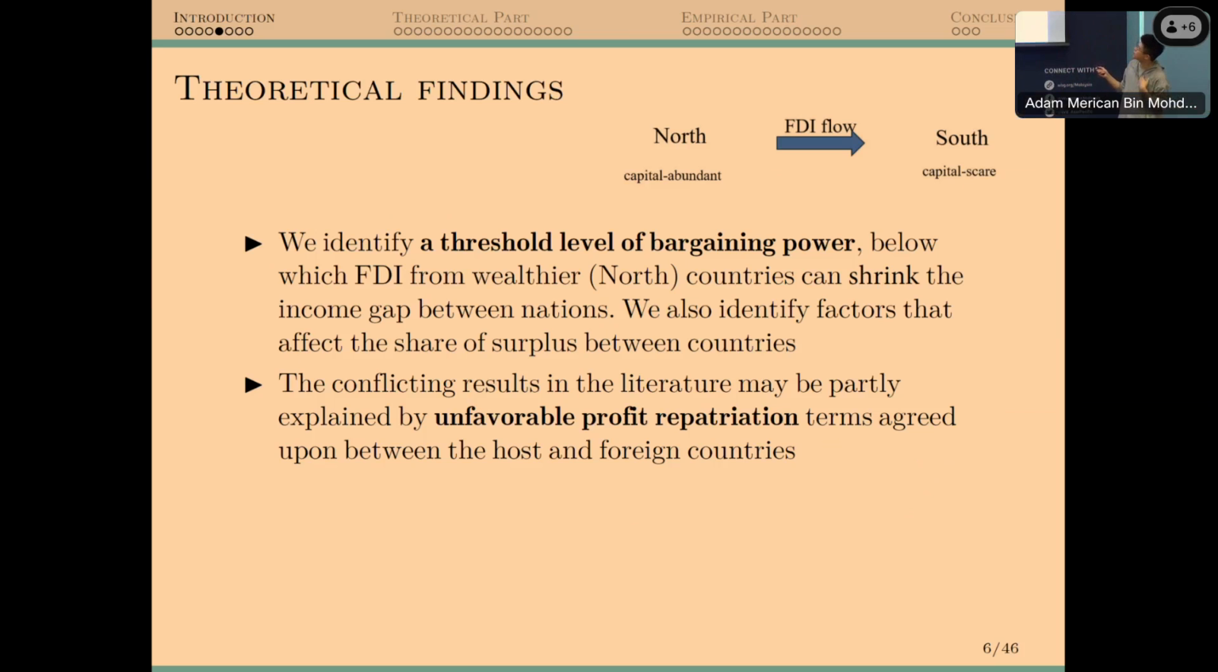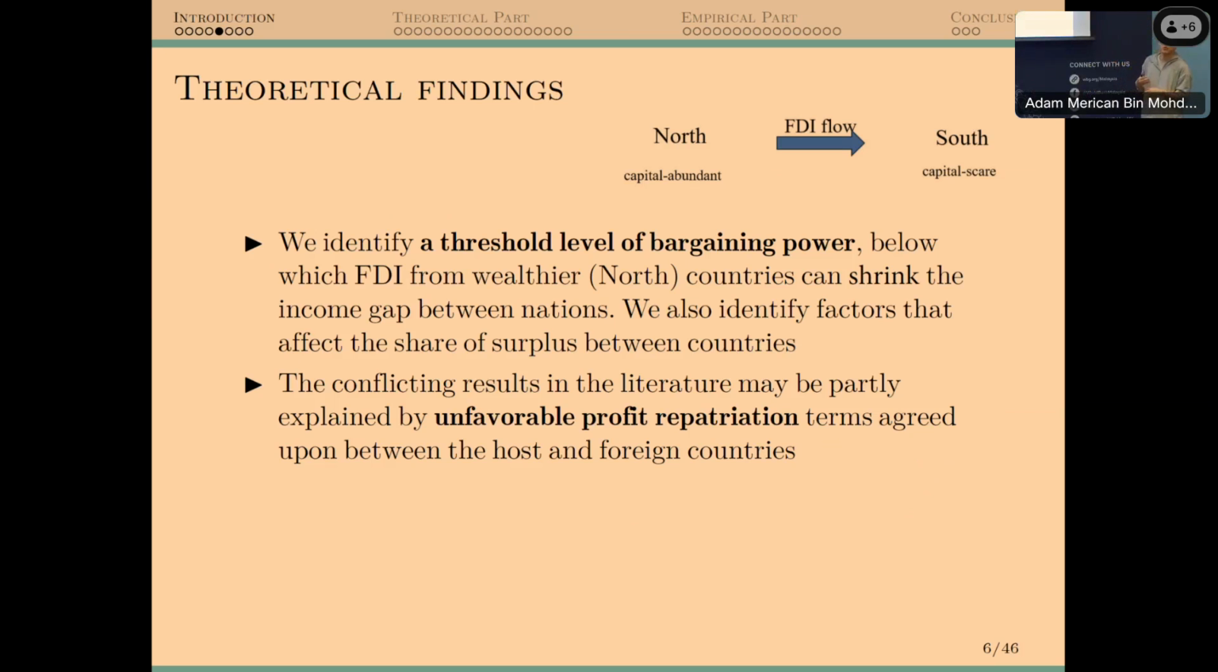So there's a threshold level of bargaining power. We argue that the conflicting evidence in the literature, whether FDI causes economic divergence or convergence, is primarily because of unfavorable profit repatriation. This is caused by the bargaining power between the two countries.